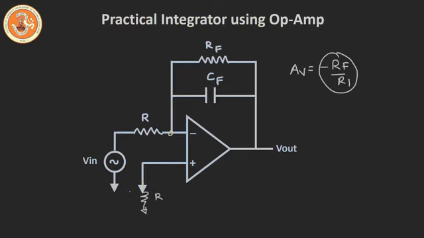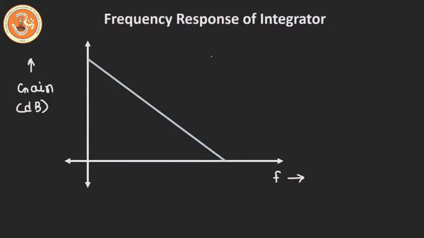Now, because of this feedback resistor RF, the frequency response of any practical integrator will look like this. As you can see here, at low frequencies, the gain seen by the op-amp will be constant, equal to RF divided by R1. As we go beyond a certain frequency, you will see a reduction in the output. The response of this integrator is very similar to the response of a low-pass filter, and in fact, it will act as a low-pass filter.